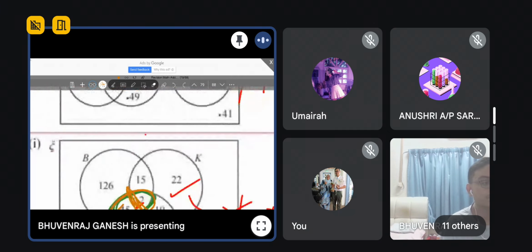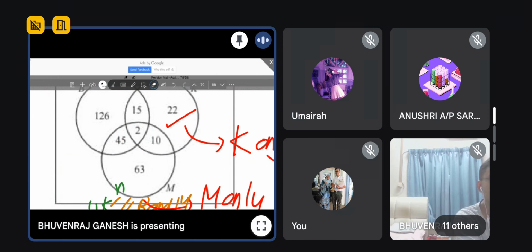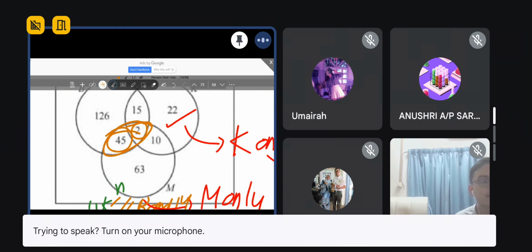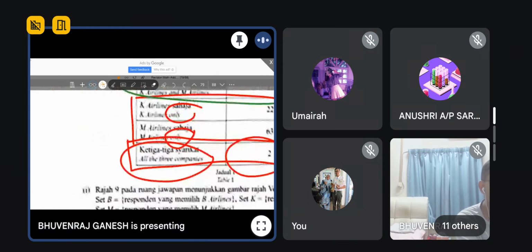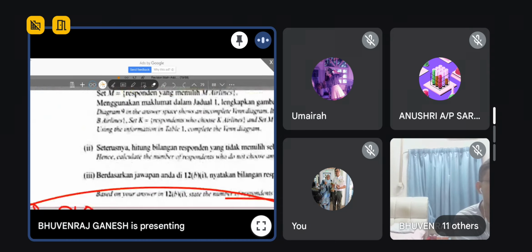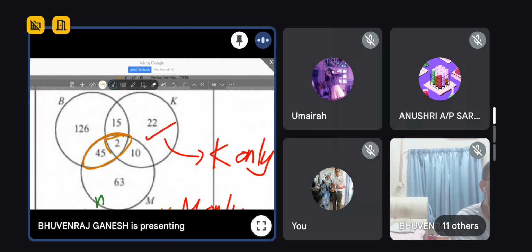So basically, if they say 47 is the total, so you can find out the other circle already. If this is 47, this one is 2, the remainder is 45. Correct? Same for this. This one for B and M. B and M, they tell you it is 12. Means this whole thing is 12. If you have 2, means the remainder is 10. This is how you fill in.